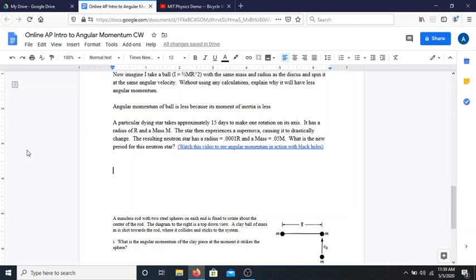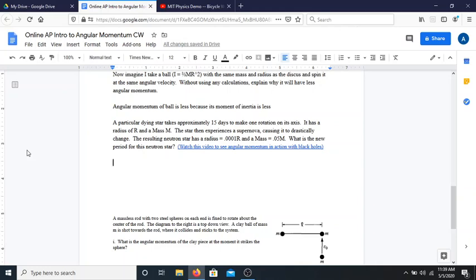Before we even answer that, I just want you to think: based on that, do we think this star is going to be spinning faster or slower than it was previously? Hopefully, just looking at it, you thought that this probably made the moment of inertia of this star significantly smaller, which means it must be spinning significantly faster than it was before.